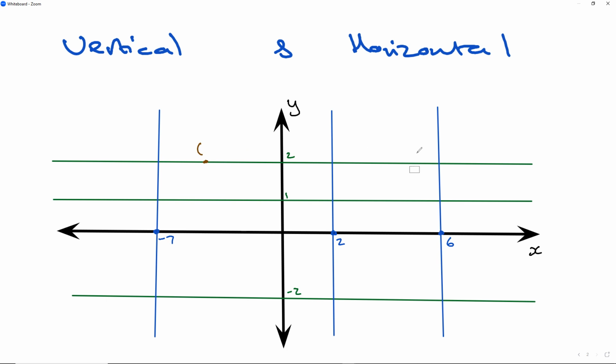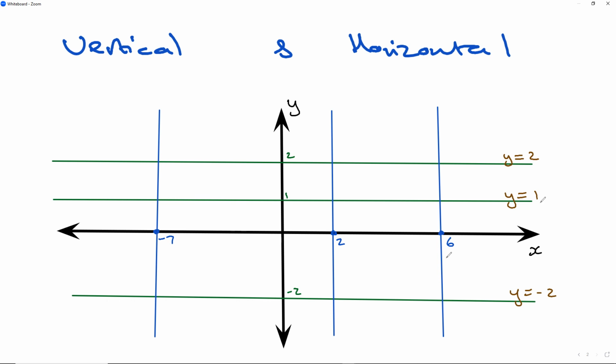This line won't be y equals mx plus c. It will be simply y equals 2. This line here will be y equals 1, because the x values are changing, but the y value is staying constant. So we call this line y equals 1. And this one over here, y equals -2.